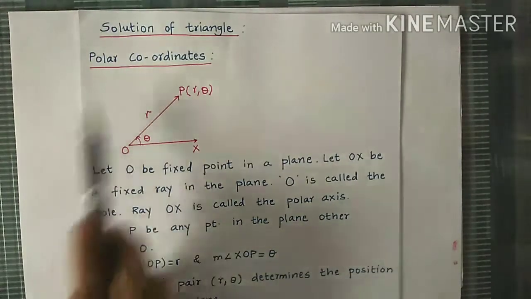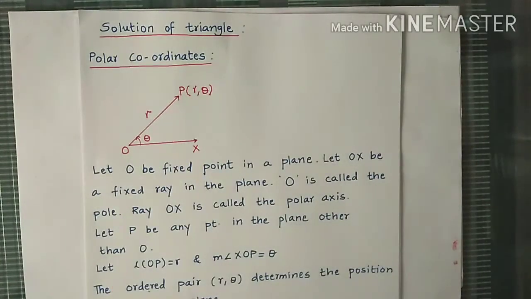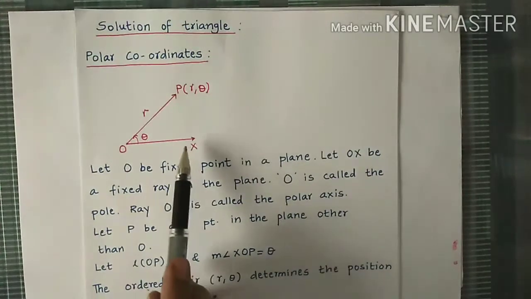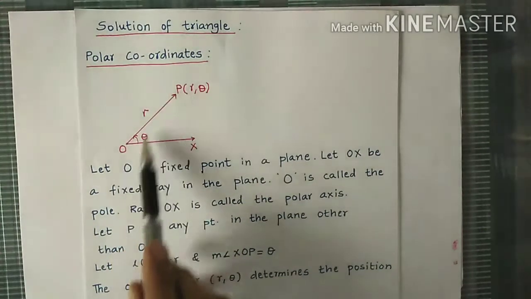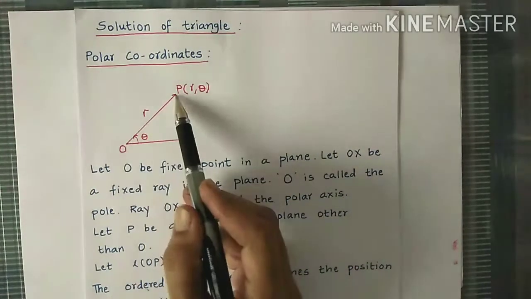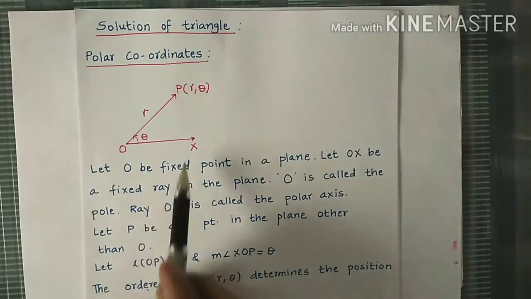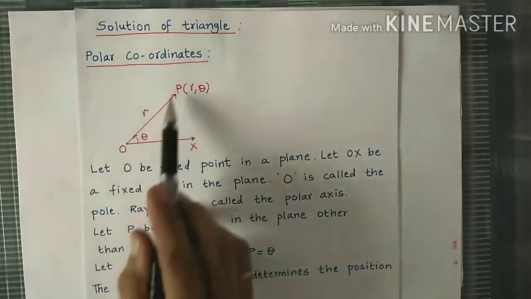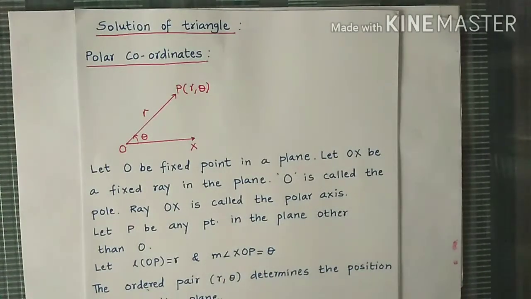Now P is any point in the plane. Now join OP. If length OP is r and if measure of angle XOP is theta, then this r and theta together are known as polar coordinates. So what is r? r is length OP. And what is theta? Theta is measure of angle XOP. Now r, theta are polar coordinates. So these coordinates determine the position of point P in the plane.